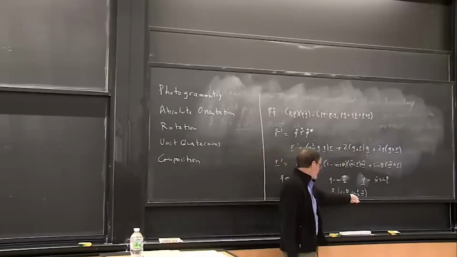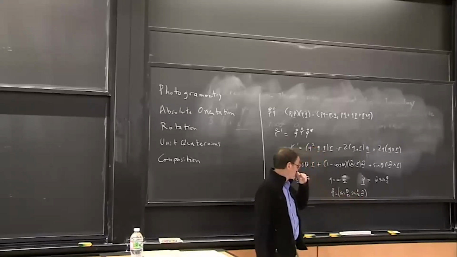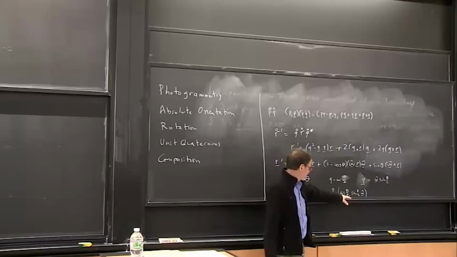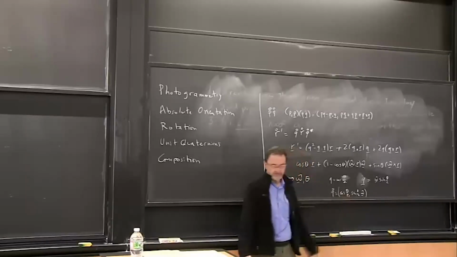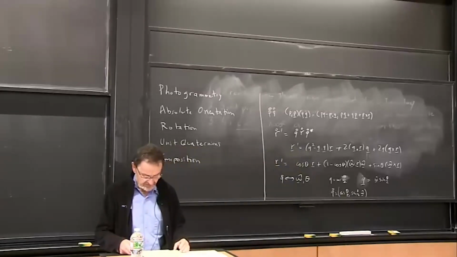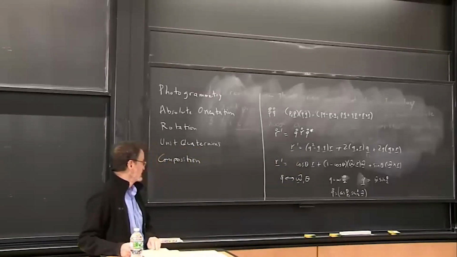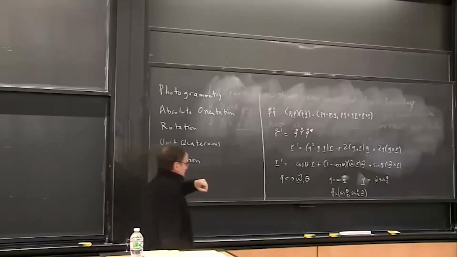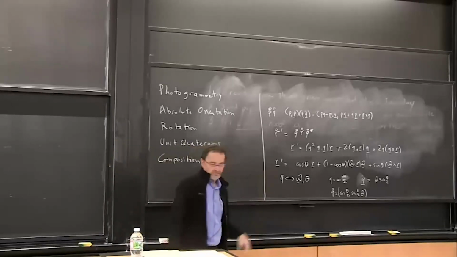And so we can right away read off the axis. It's going to be parallel to the vector part. And if we want to, we can read off the angle by using an arctan on the ratio of the real part and the magnitude of the imaginary part. So that is one way of converting between two of these different forms.